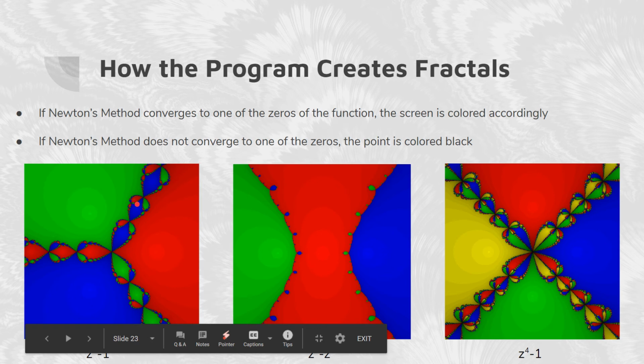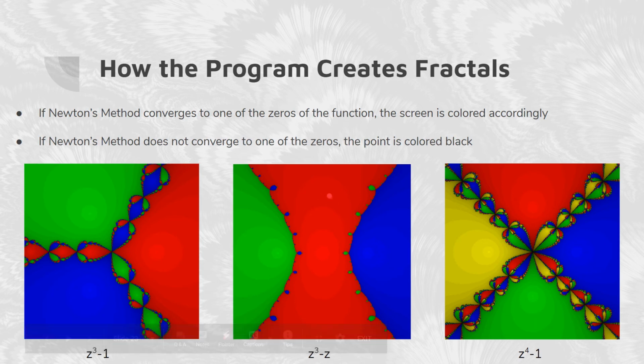These two are third degree. It is z cubed minus 1. This is z cubed minus z. So they only have 3 different colors, but the third one is z to the 4th power minus 1. So it actually has 4 colors, so that's why there's a yellow section as well, because that's 4 different zeros.